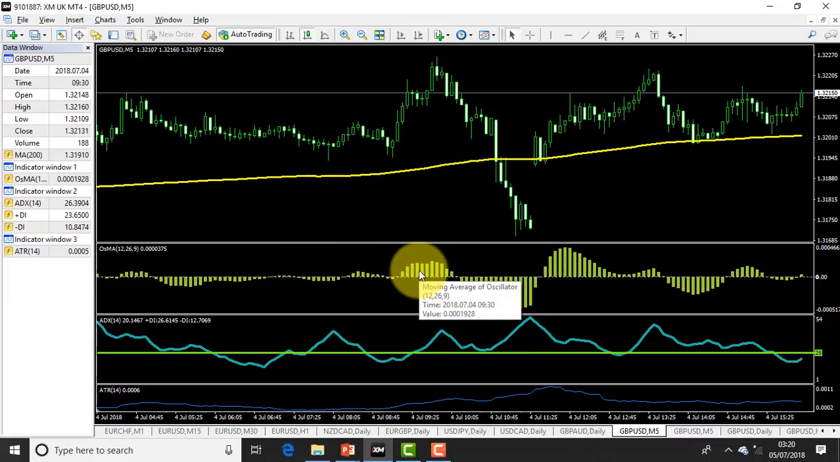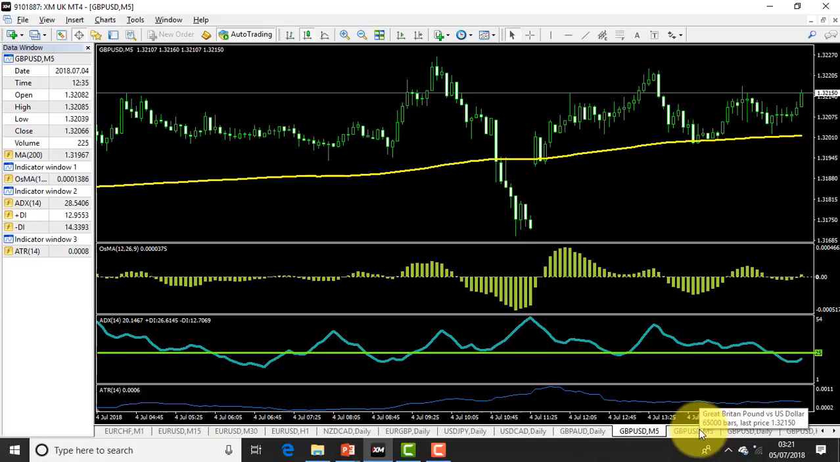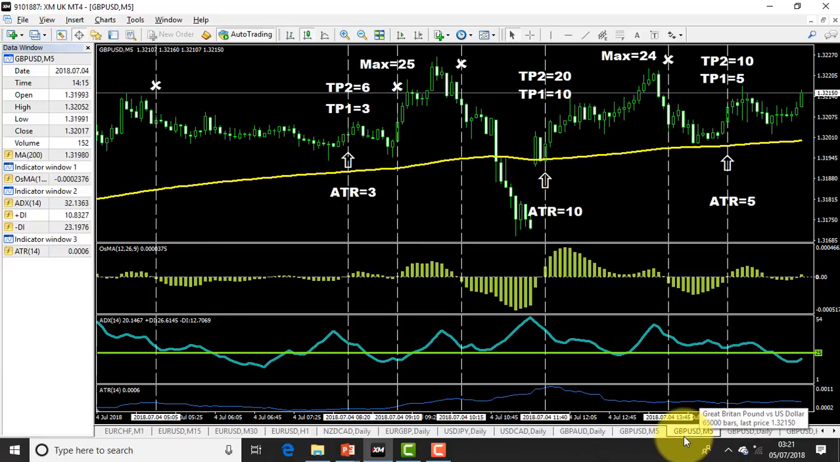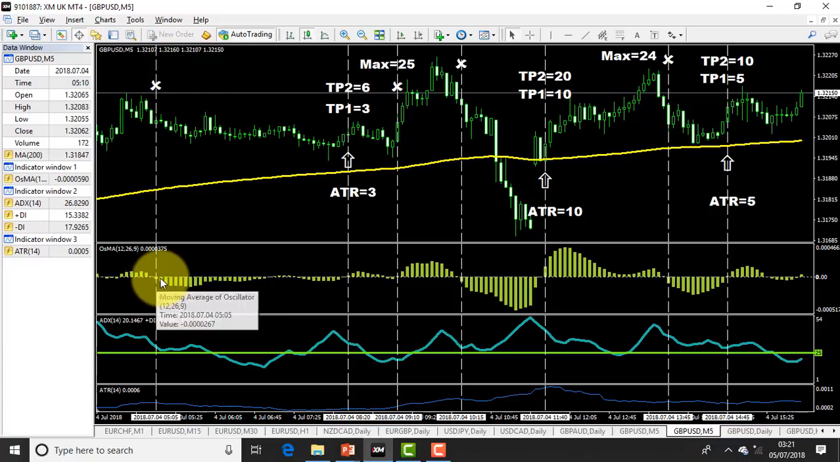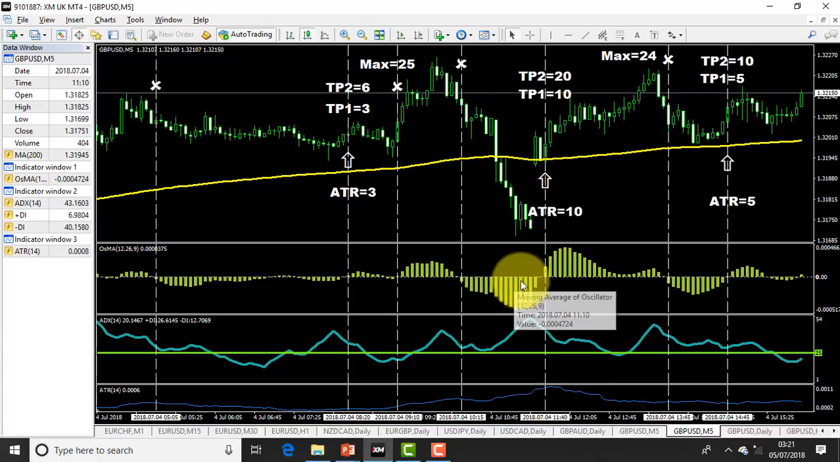This is how the template or the chart will look, and I have just made some trade markings on another 5-minute time frame of this same GBP dollar. It's still the same 5 minutes time frame, but I've marked all the crossovers of OsMA. So when OsMA crosses here, it crosses down. Here it crosses up, down, up, down, up, down, up.